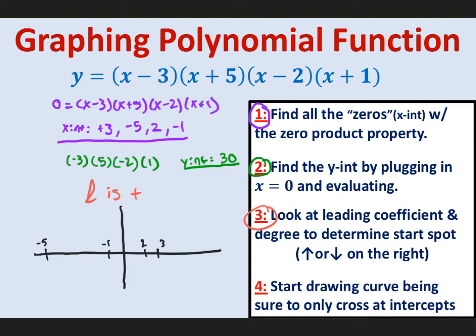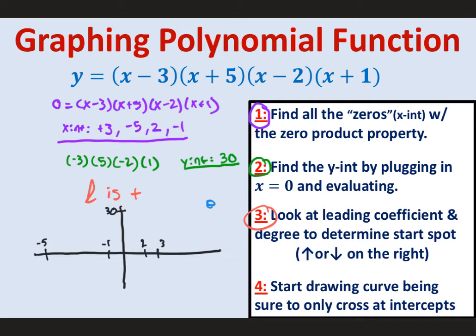All right, my y-intercept is positive 30, so I'll go on the y-axis up top and say this is 30. Obviously not to scale, but that's okay. Last but not least, I know that I am starting on top of the graph because my leading coefficient is positive. So when I draw my graph in just a second, I know I'm going to start somewhere up top here. All right, so here's what we do now.